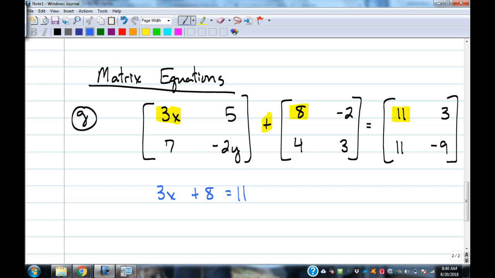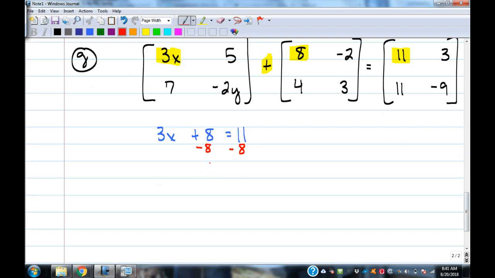That's a pretty 7th grade-ish equation to solve, right? How do you solve that? Subtract 8. 3x is equal to 3. Divide by 3. And x equals 1. That's not x being 1 as an ordered pair. It's just the variable. Okay? What's the equation for the y?